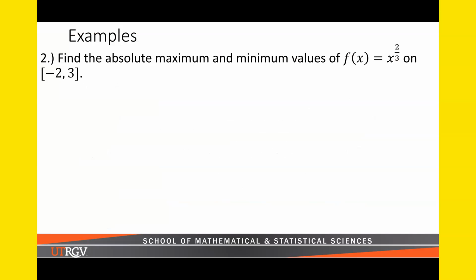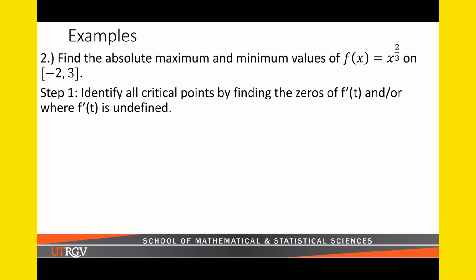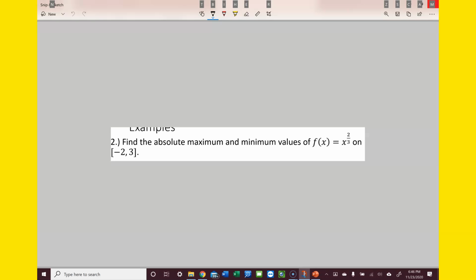Next example, find the absolute maximum and minimum values of this new function, f of x equals x to the 2/3, on the interval negative 2 to 3. Identify all the critical points, step 1, again finding the zeros or where it is undefined. So we do the derivative, and we find the critical points by finding the zeros or the undefined points of that derivative. So f prime of x, do the power rule. It's going to be 2/3 x to the negative 1/3, because 2/3 minus 1 is negative 1/3.